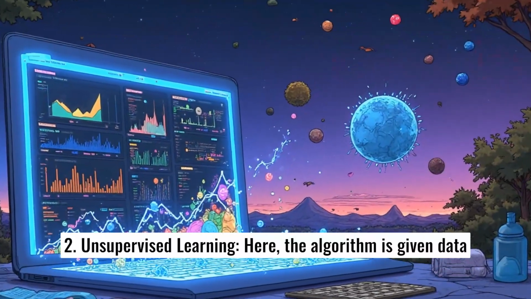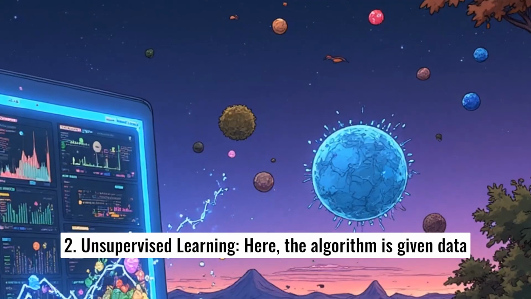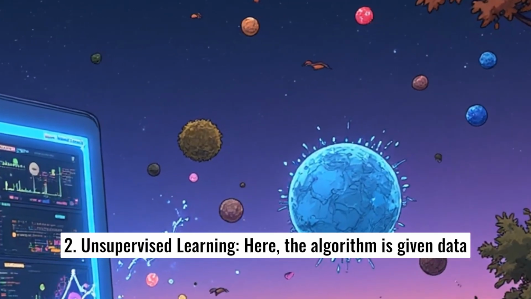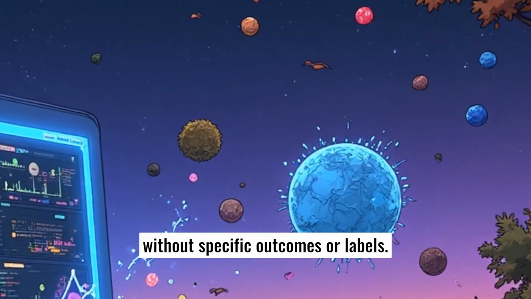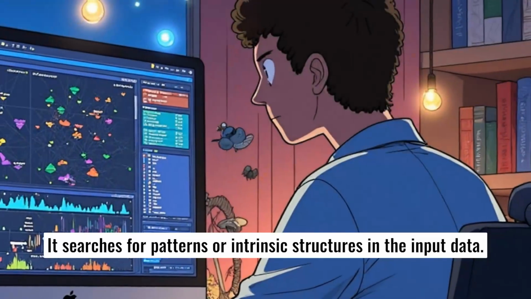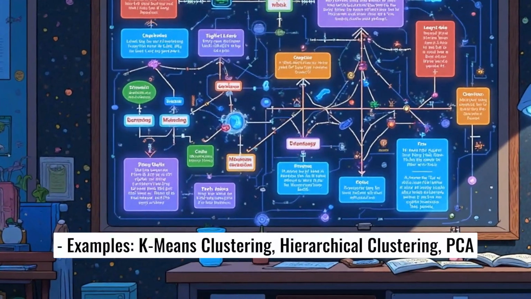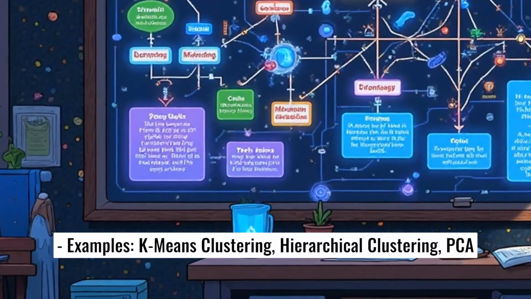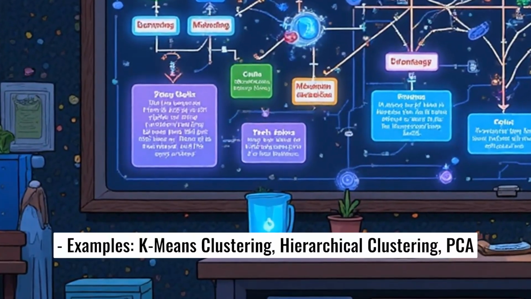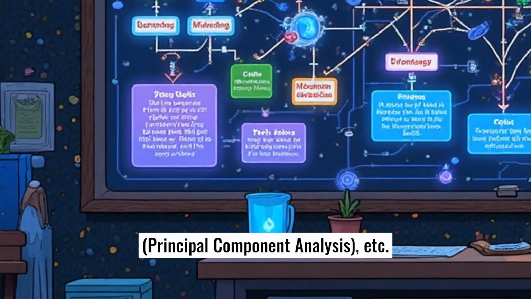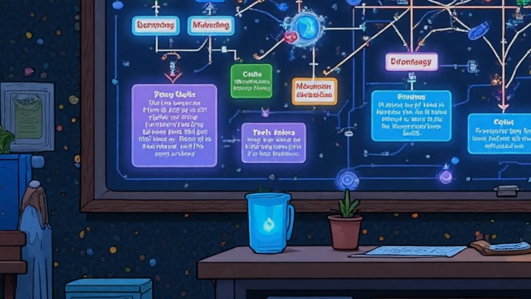2. Unsupervised learning. Here, the algorithm is given data without specific outcomes or labels. It searches for patterns or intrinsic structures in the input data. Examples: k-means clustering, hierarchical clustering, PCA, principal component analysis, etc.